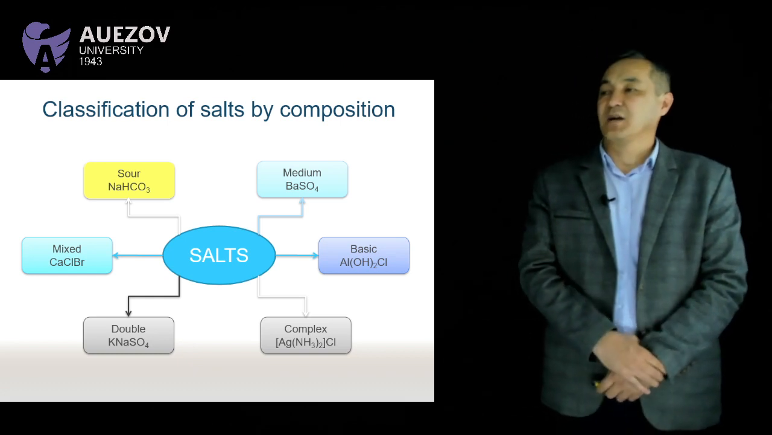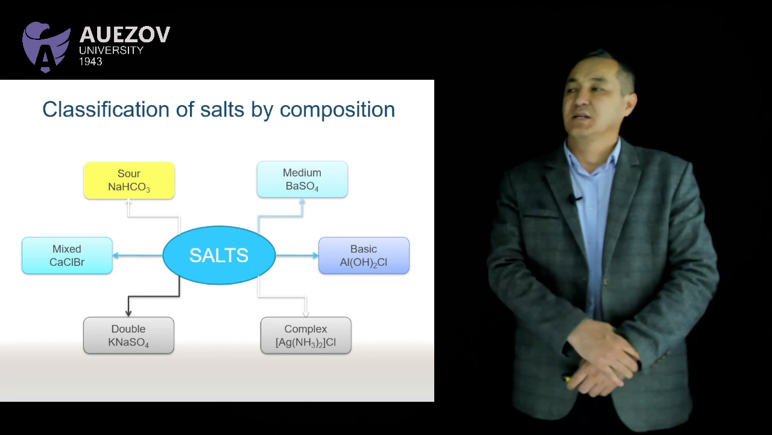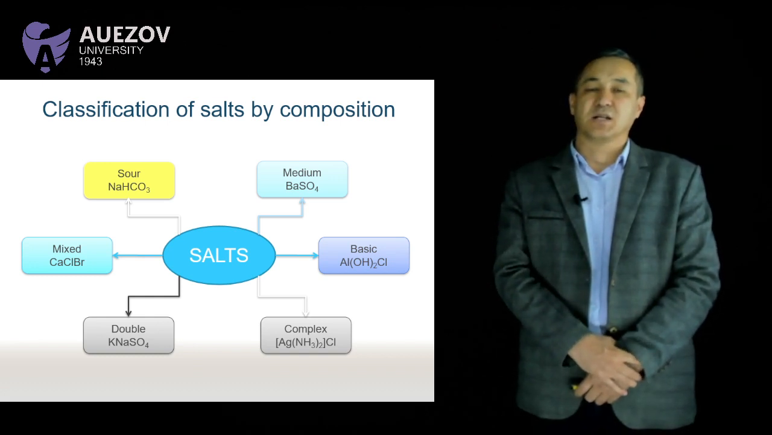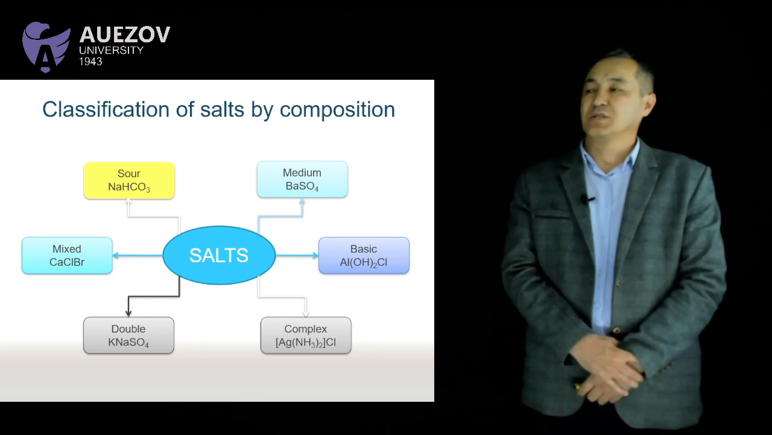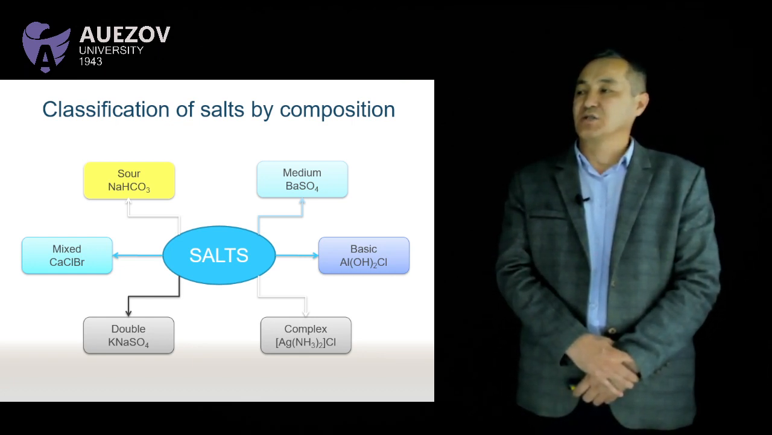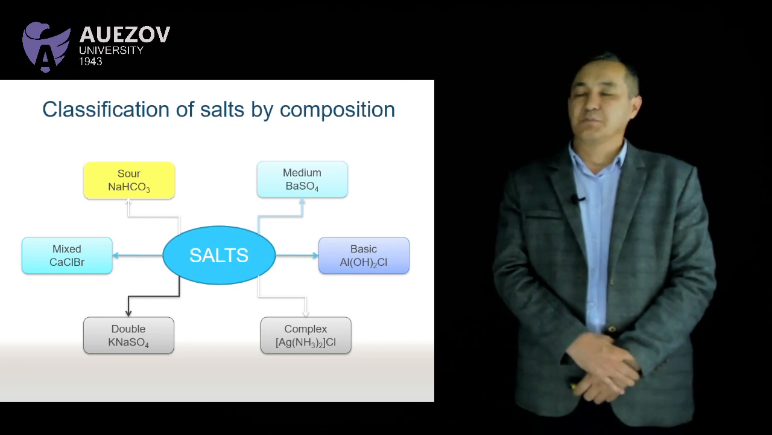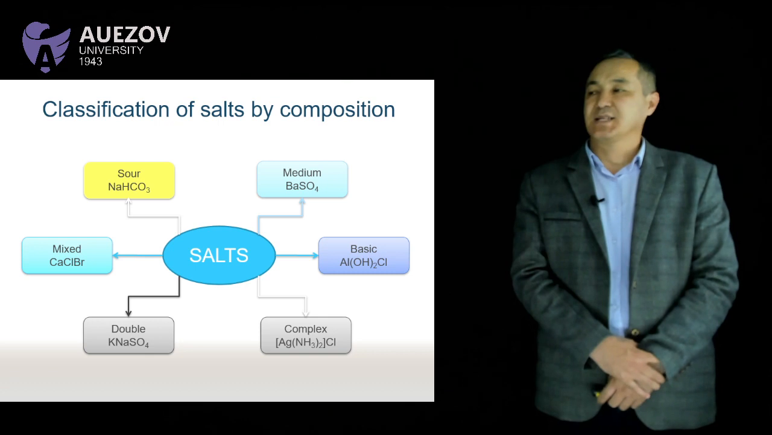Classification of salts by composition. We can classify salts into several types of salts, such as acid salts, mixed salts, double, complex, basic, and medium salts.